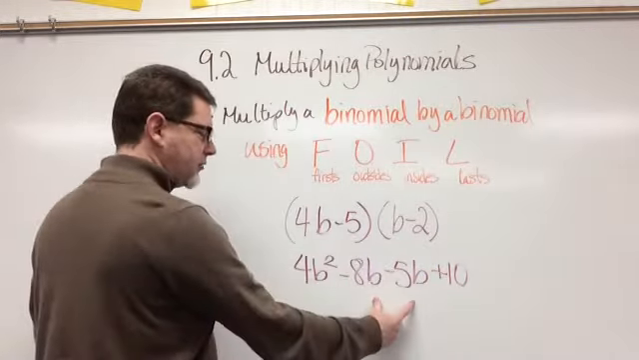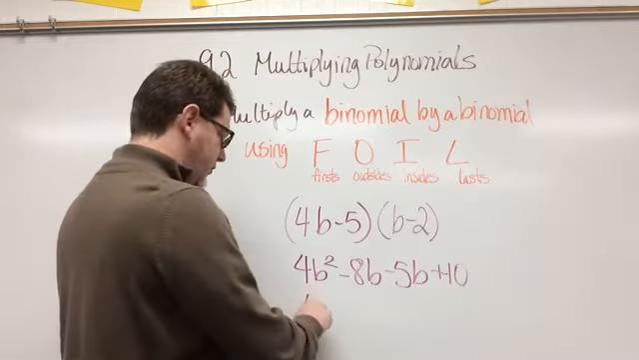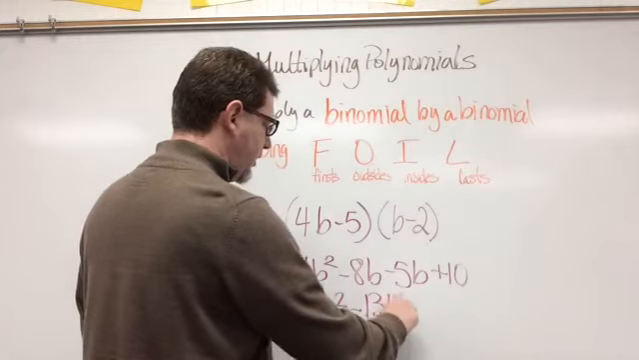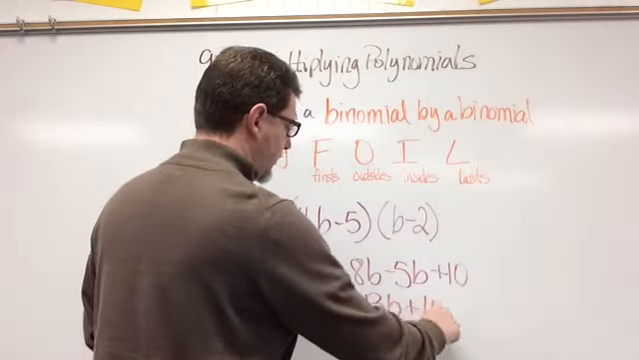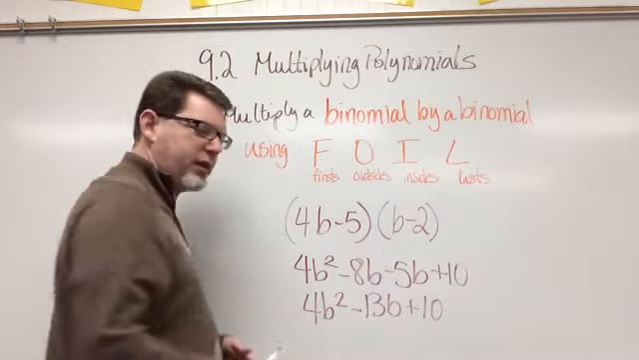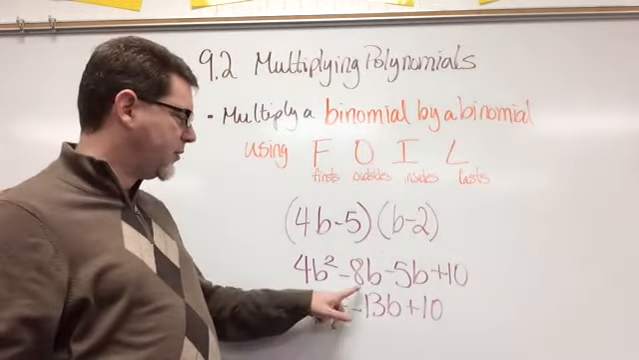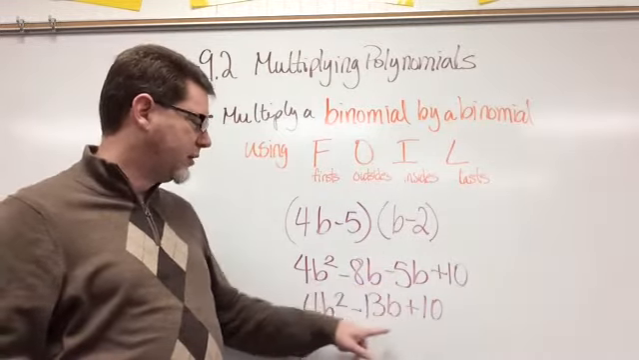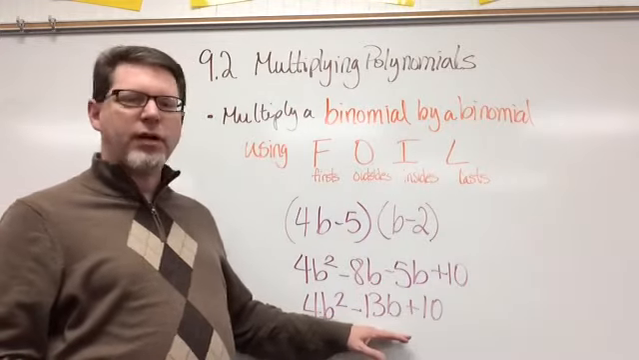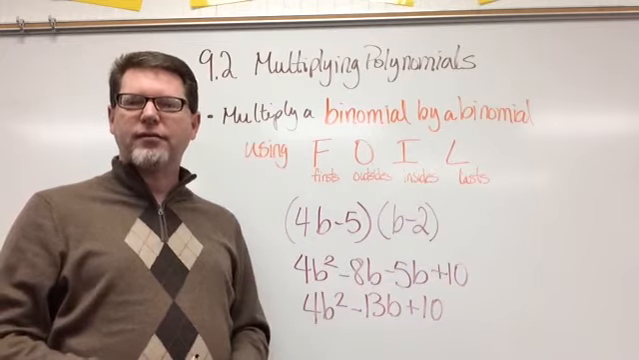Again, my like terms are right there in the middle. So 4b squared minus 13b plus 10. Because negative 8b minus 5b is the same as negative 8b plus negative 5b, which is negative 13b. 4b squared minus 13b plus 10.